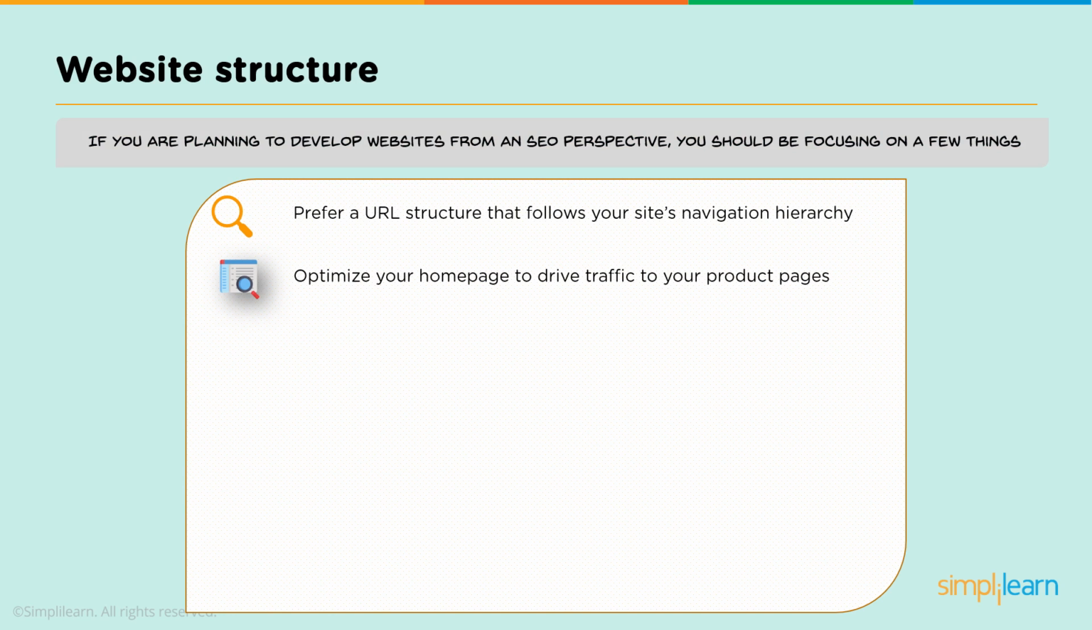You want to optimize your home page to drive traffic to your product pages. The home page is nothing more than a doorway into your website, and the site's navigation should link to all those different products. So if you have an e-commerce site with categories and subcategories, then you want to make sure your navigation reflects that.